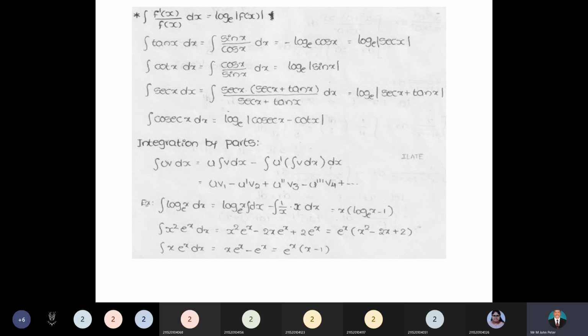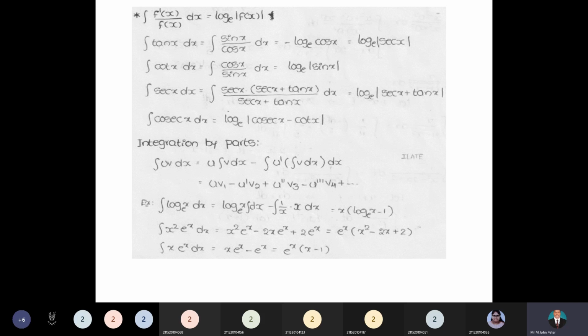So one problem using integration by parts is given: integral of log x dx. Directly you can write the formula, but actually they are using integration by parts. It is a standard question. Integral of log x is x into log x minus 1, using the concept of integration by parts or chain rule integration. So u is equal to log x and v is equal to simply dx. Take it up: u v1 minus u dash v2.